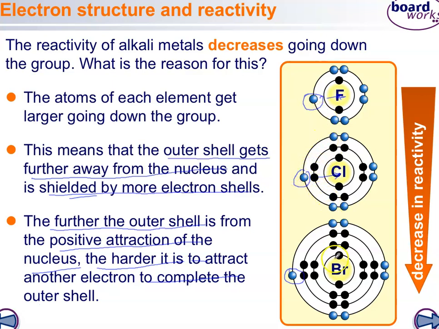Now, as you go down the group, it becomes difficult to attract an electron to complete the outer shell because of the increasing number of shells, which shield the outer electron from the positive nucleus. So pay attention to this explanation. Questions are normally asked around this.